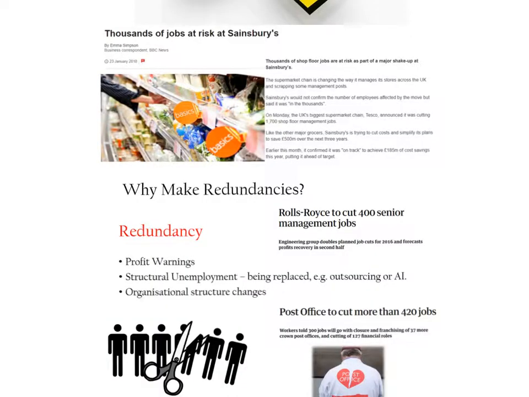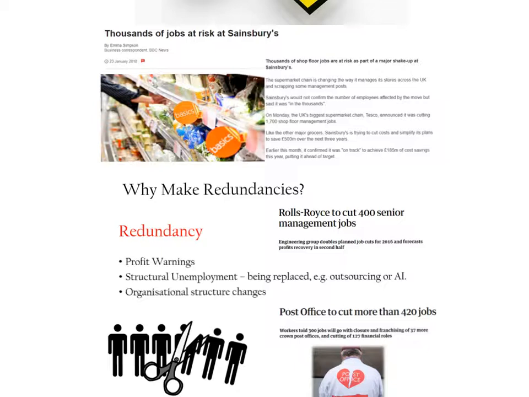So there's been quite a lot of redundancies in the supermarket industry recently. Some of it is because of the arrival of discount supermarkets such as Aldi and Lidl that have put pressure on, for example, the top four. Some of it, again, because of technology, and self-scanning machines, for example, could have had an impact.